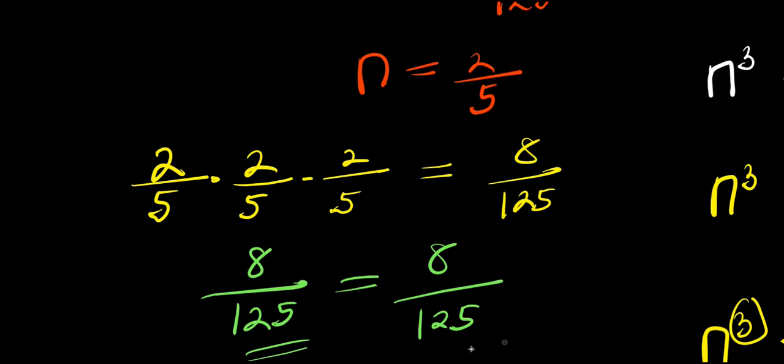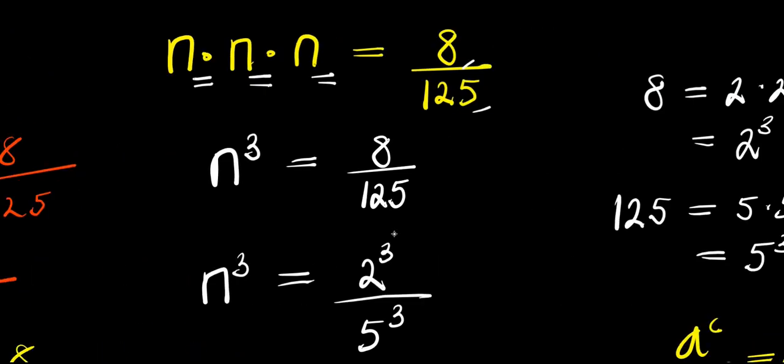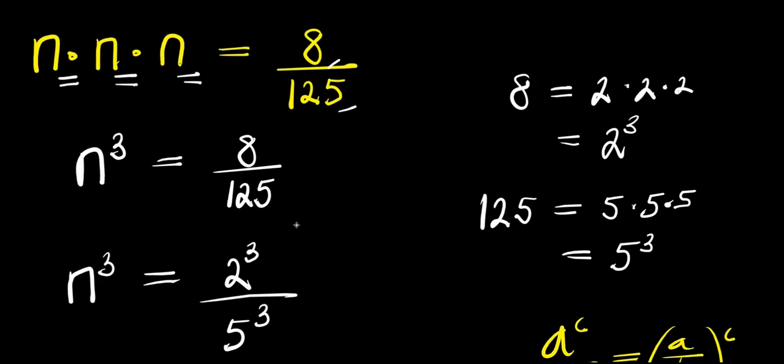Left hand side equals right hand side. And this is it, guys. So this is how you solve this problem and find all values of n, both complex and real.